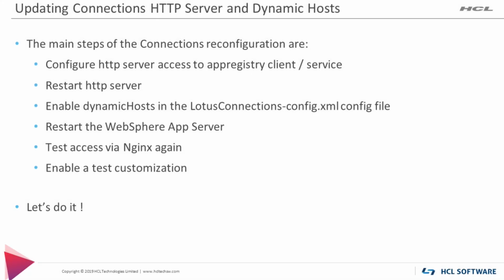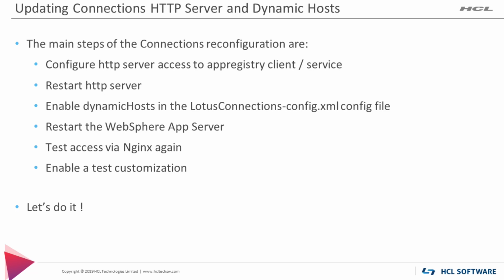Now that Nginx is configured, we are going to look at changes to the connections environment. Firstly, we need to be able to access the App Registry client UI and the backend service, so we need to add proxy pass statements into the HTTP server config to forward those requests to the corresponding containers.